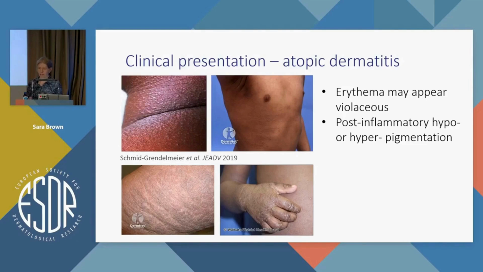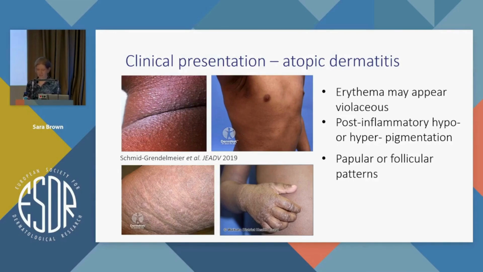So then what about atopic dermatitis? This also looks quite different in skin of colour. So again, you can list some of the same challenges. The erythema may appear violaceous. You might get more prominent post-inflammatory hypo or hyperpigmentation. These are challenges shared with psoriasis. But in addition with AD, you get this very, very different papular or follicular pattern. I remember clearly as a junior dermatologist the first time I was shown a patient with skin type 6 who had atopic dermatitis. I couldn't believe it.